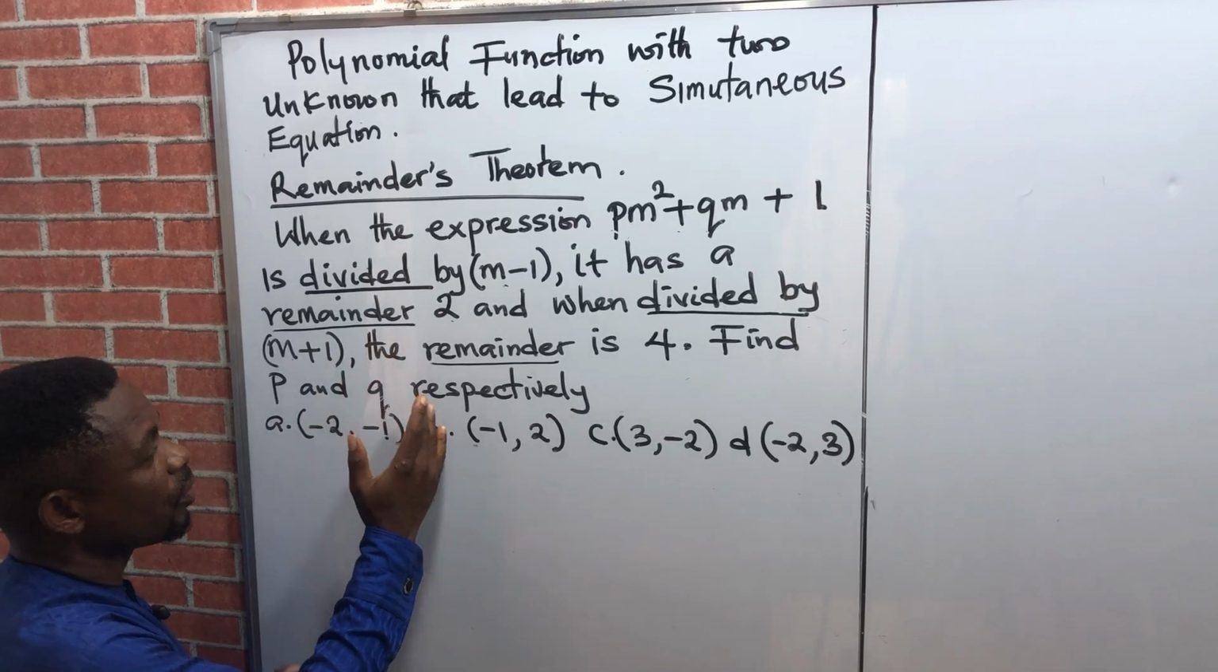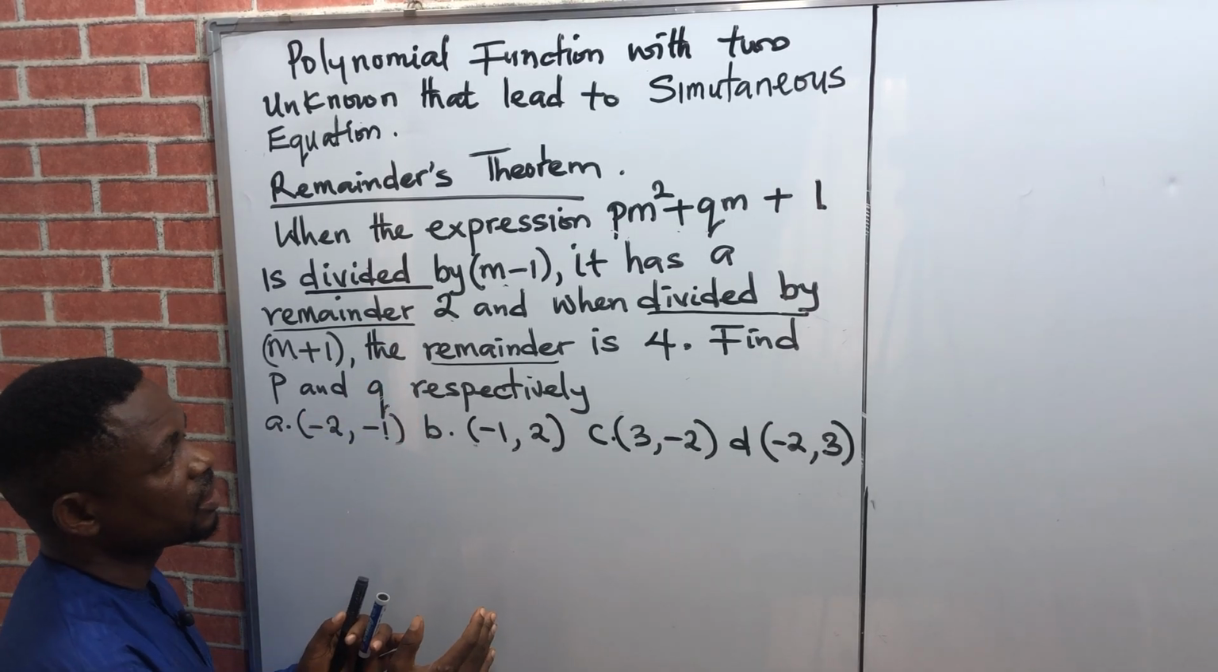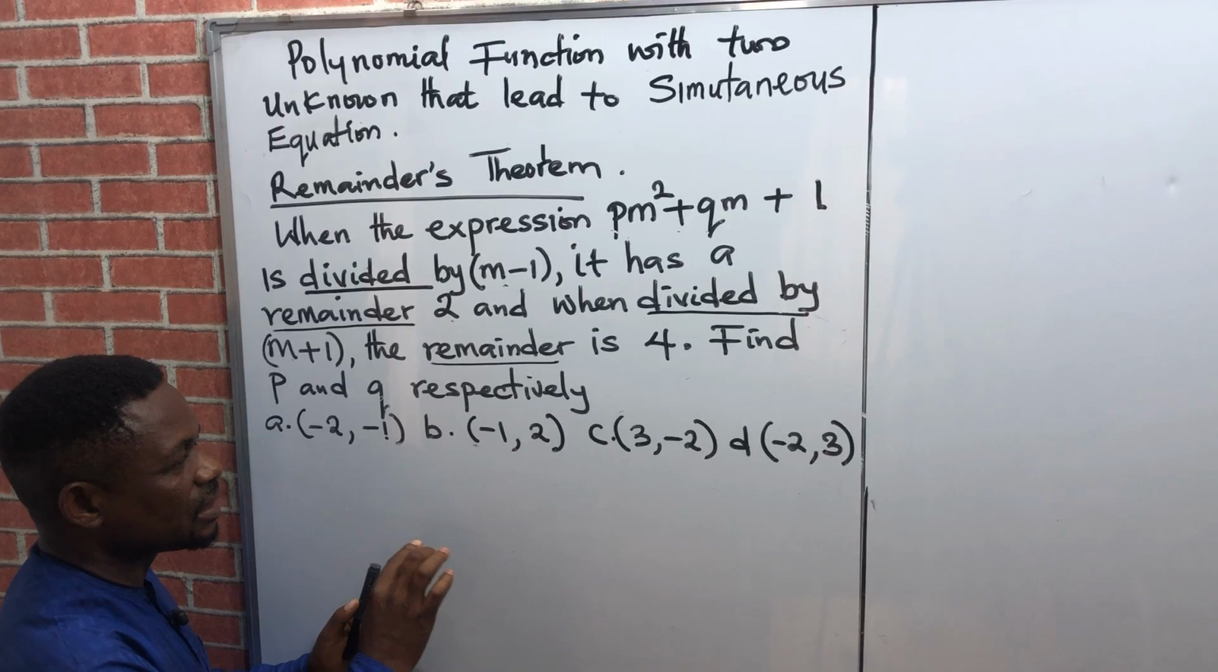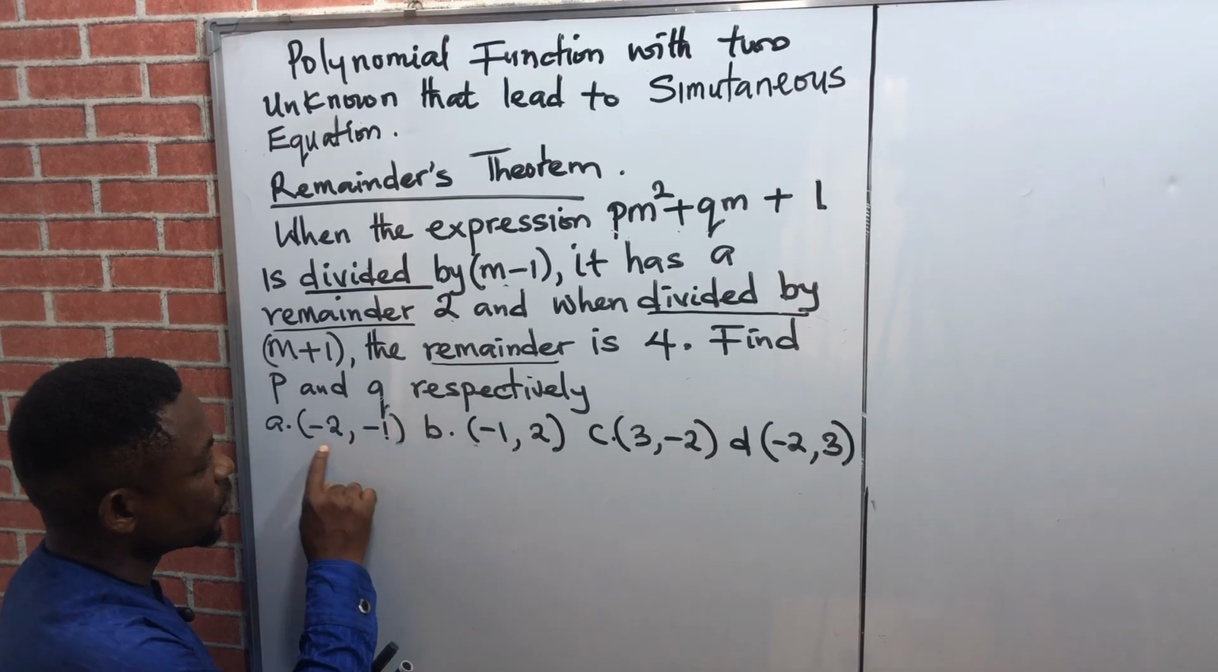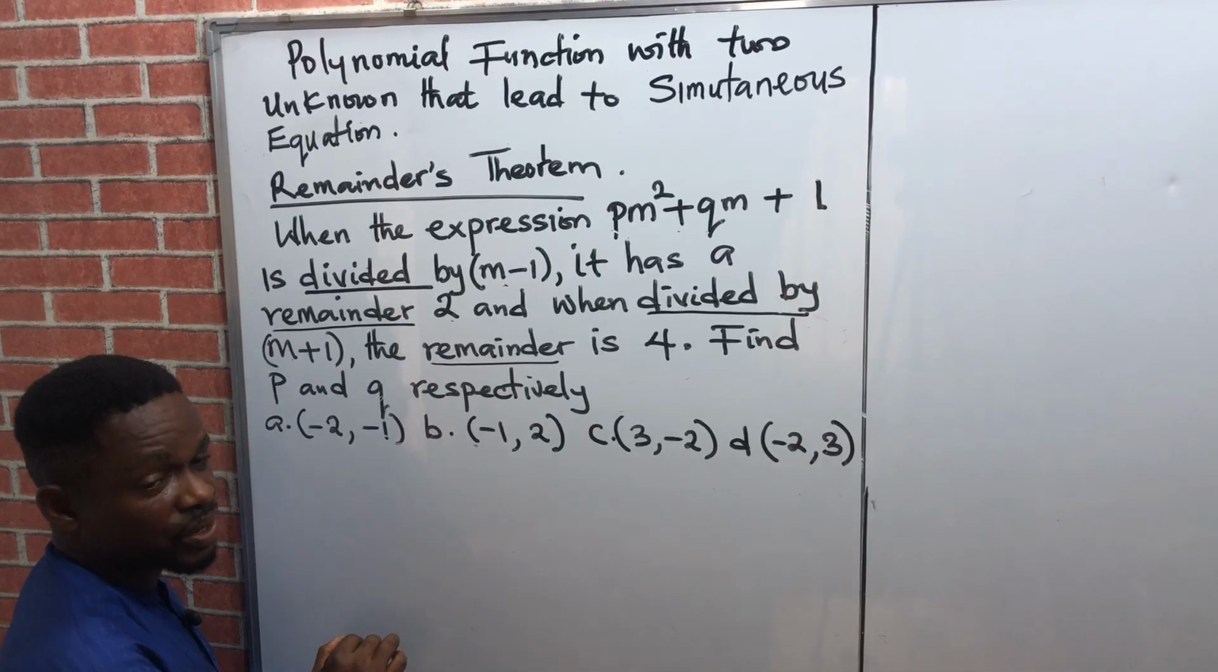Now, this question, I will use the normal method to solve it. Then after that, I will use the trial and error method, which is the shortcut, also to solve it. The reason is because of the word option. Now, give me your attention.